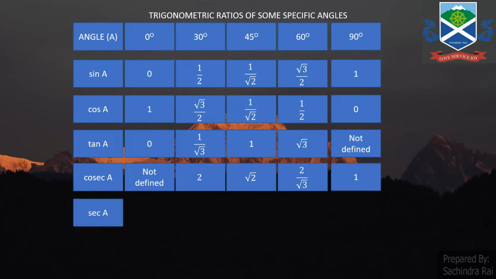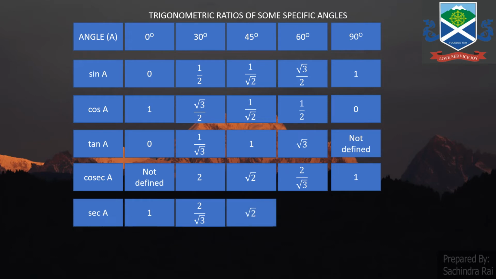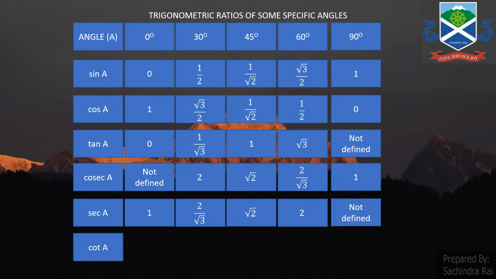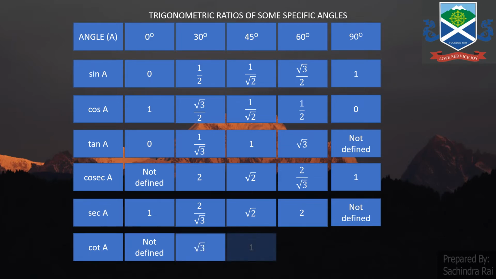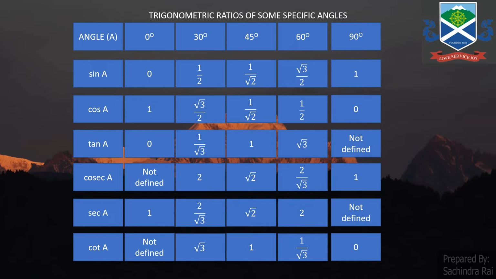Sec A is the reciprocal of cos A, so we need to reciprocate the value of cos A, so we get 1, 2 by root 3, root 2, 2, and not defined. Similarly, cot A is the reciprocal of tan A, so we get not defined, root 3, 1, 1 by root 3, and 0. So these are the values that you need to remember.